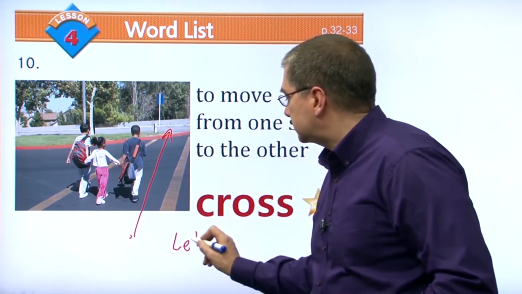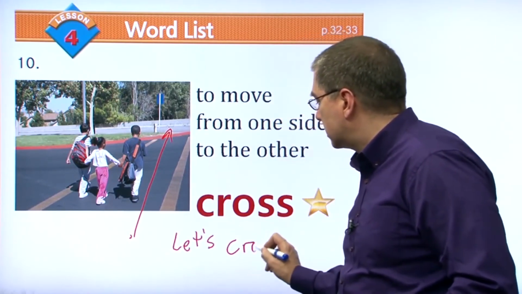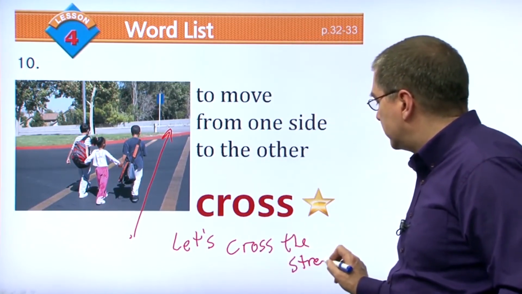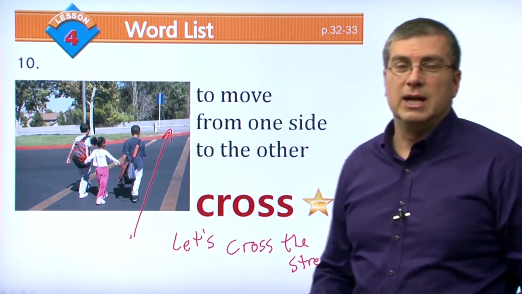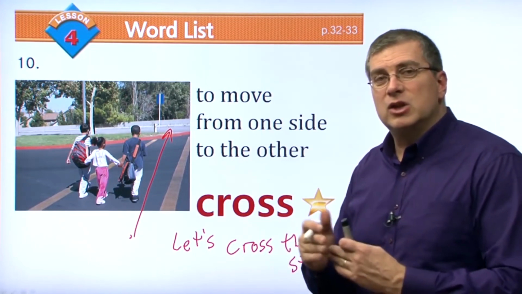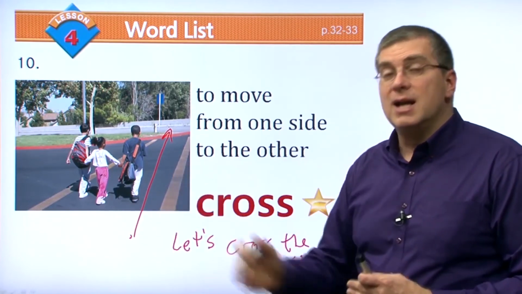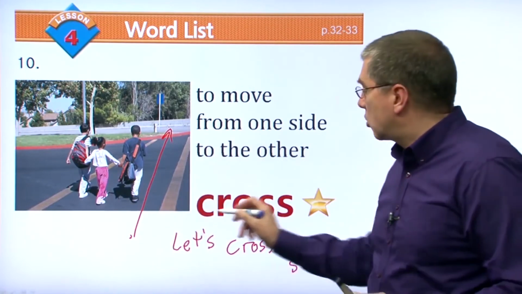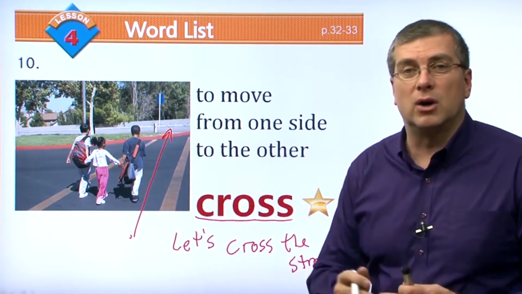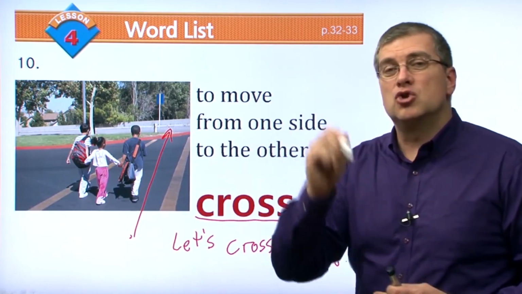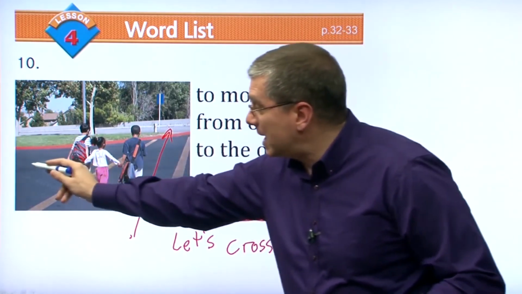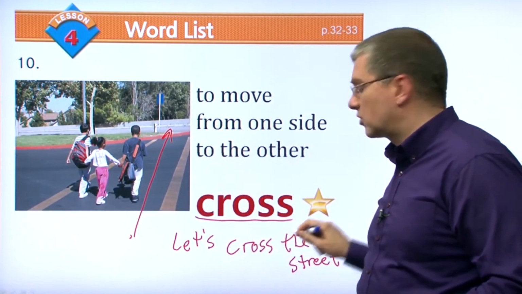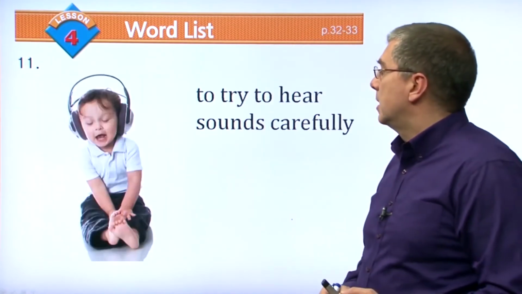Let's cross the street. We want to cross the street. So use cross as a verb. Let's go across, that's different. If you use across, that's a different word. Cross is the word that we use for a verb. Let's cross the street. You should cross the street here. Not here, you should cross here. Okay? So cross is a verb.